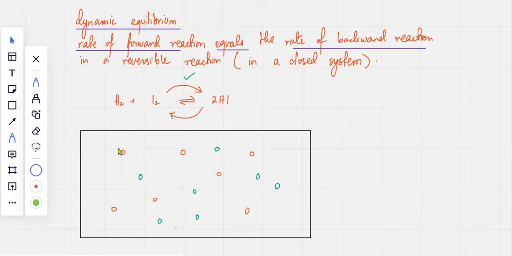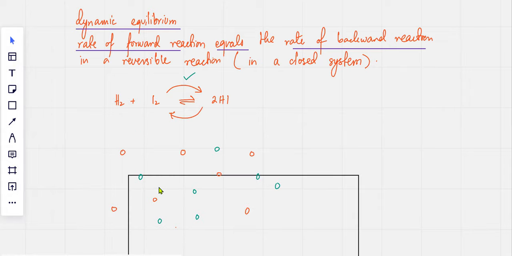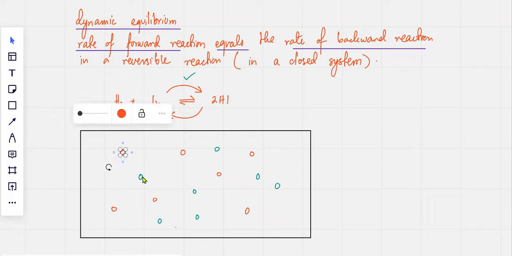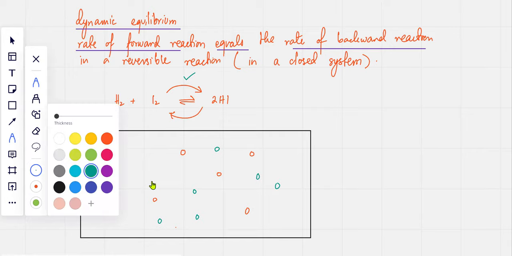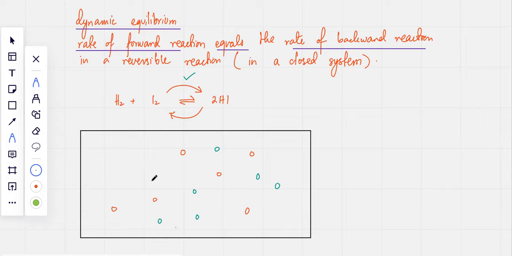HI will not decompose because there is no HI to begin with. So an H2 molecule and an I2 molecule will react together, and they would end up forming 2 HI molecules. Let's say the HI molecules are black in color. The process keeps on repeating. An H2 molecule and an I2 molecule react and produce 2 HI molecules. Similarly, another H2 and I2 react and produce 2 HI molecules. So the reaction starts happening and you get more and more HI molecules produced.